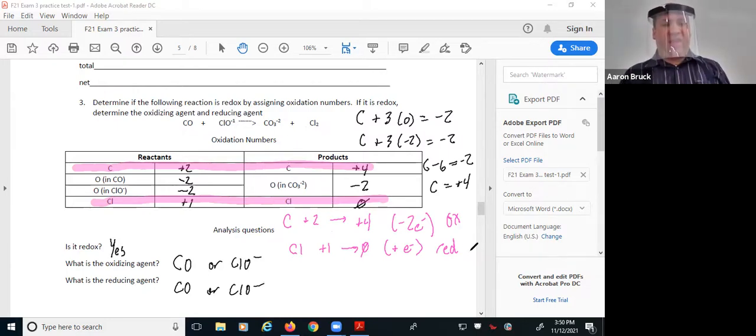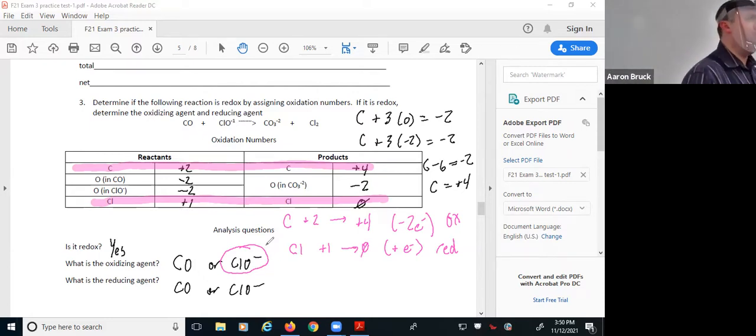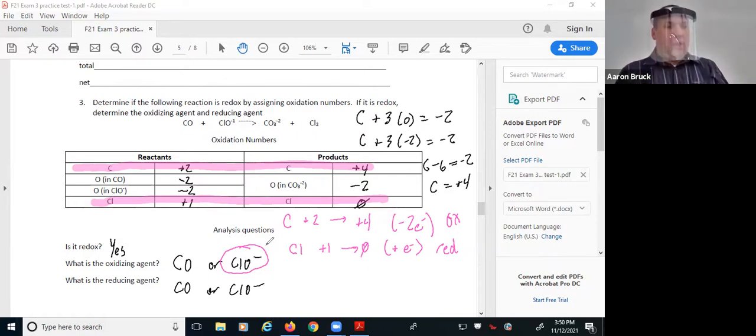And the oxidizing agent is going to be the one that contains the element reduced. So that means that the oxidizing agent here is the hypochlorite. Hypochlorite ion, you know it better as the active ingredient in bleach. And so when you bleach something, you're doing a redox reaction to that thing that's causing it to decolorize. The reducing agent in this case would be what's left over, the carbon monoxide. Remember, the reducing agent contains the element that was oxidized, which in this case would be the carbon.